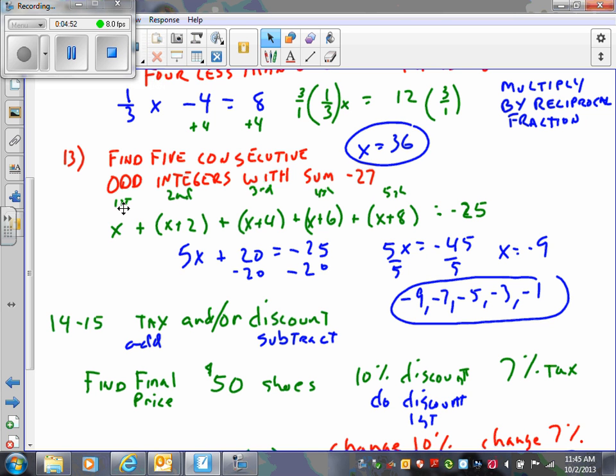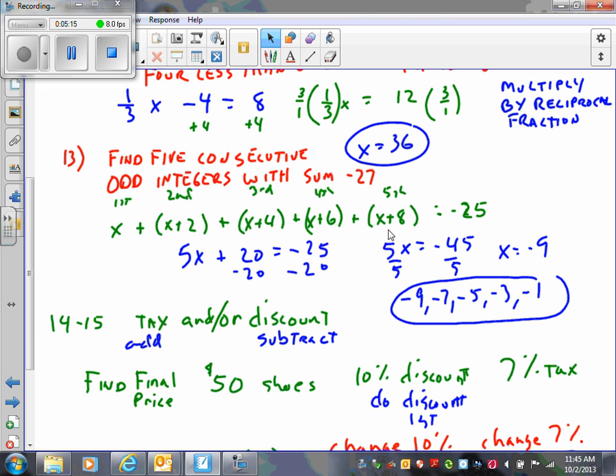Anytime you're dealing with consecutive integers, your first one is x. If it is odd or even, your second one is x plus 2 because odd or even numbers are 2 apart. Your third one would be x plus 4, your fourth one would be x plus 6, your fifth one would be x plus 8 because the fifth odd number would be 8 more than the first one.